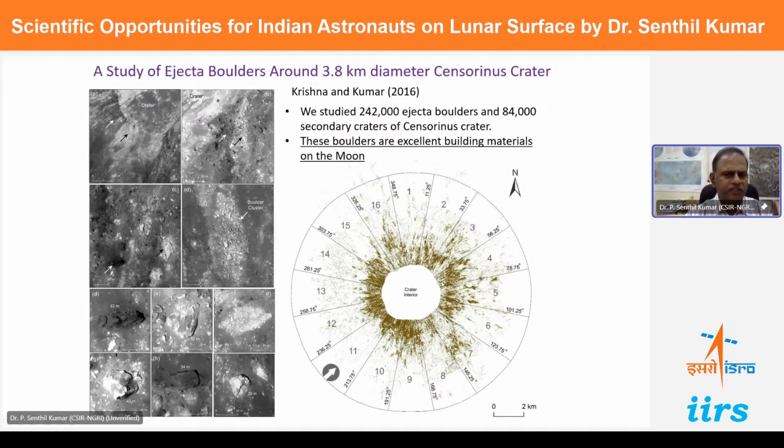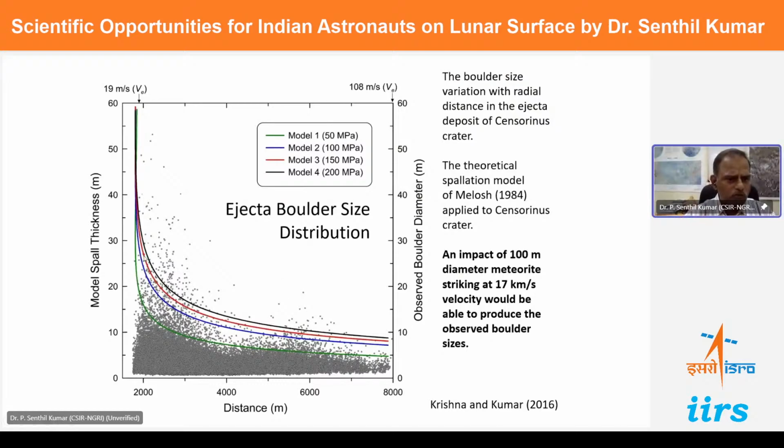Even if you take a crater, for example, a fresh crater, which is just 3 million years old, this has thrown almost 2.5 lakh ejecta boulders. You can see on the left side, there is a huge amount of boulder material thrown out of this crater. So these boulders are very important to understand craters. From studying these boulders, you can also estimate the impact velocity, the size of the impactor, and so on. So this is how the boulders are distributed around the impact crater.